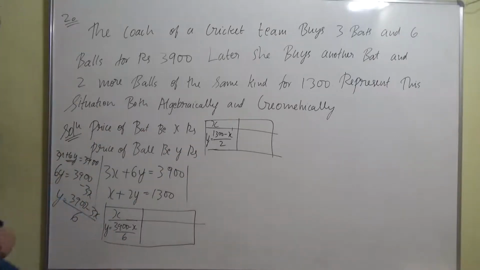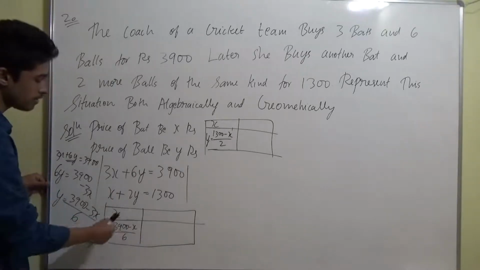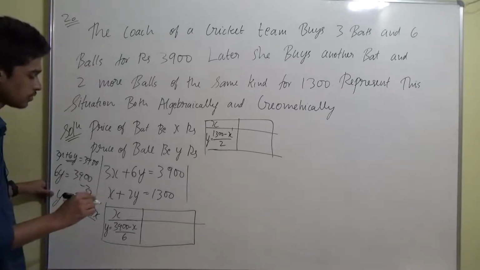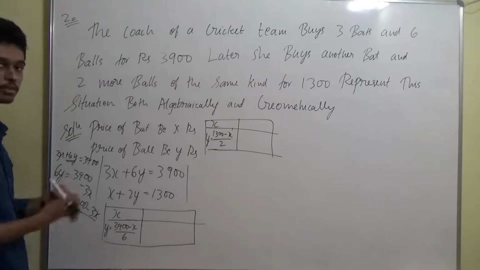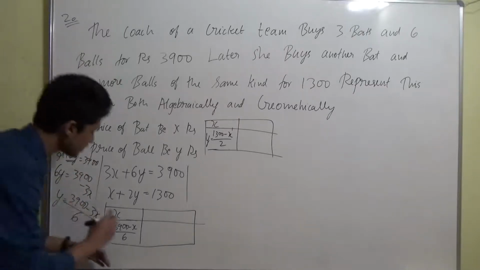So what shall we take the value of x, guys? First let's take the value of x as 300, because if we take 300 it will become 3900 minus 900, it will give 3000 by 6, because that will be divisible by 6, we will get whole numbers. So let's take the value of x as 300.